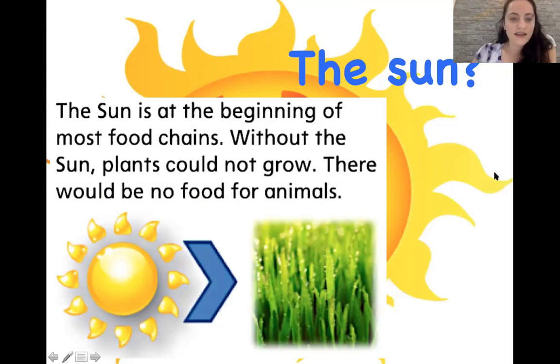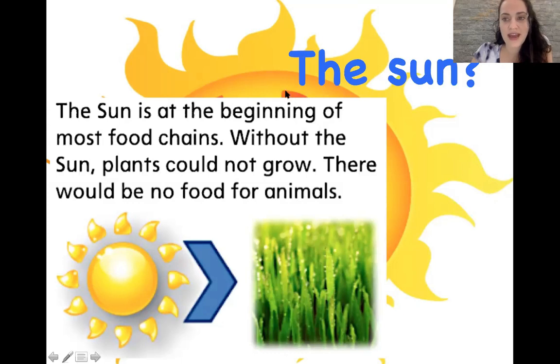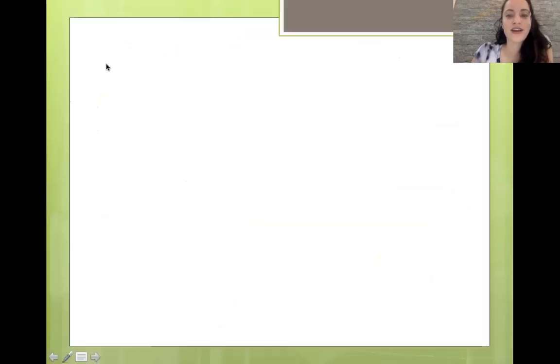So, Banana said, without the sun, what would happen? What did Banana say would happen without the sun? Zook? Banana said, without the sun, plants are not there and no food for animals. Exactly. Without the sun, there's no plants. With no plants, there's no food. Great job, Zook.